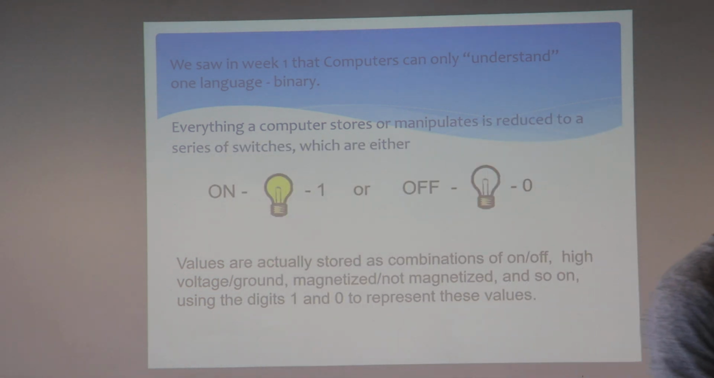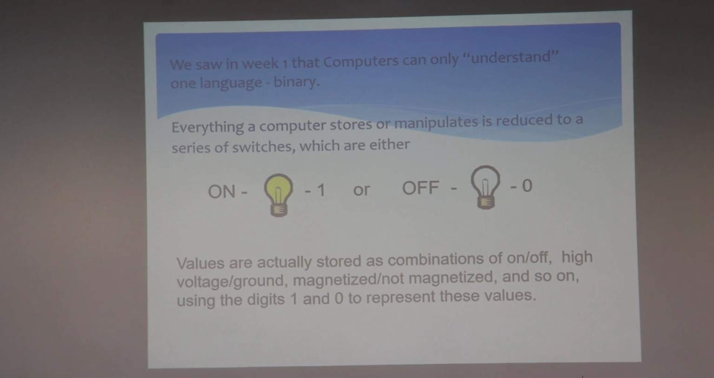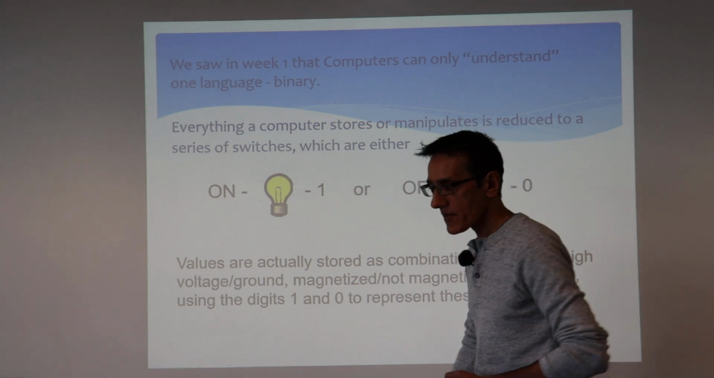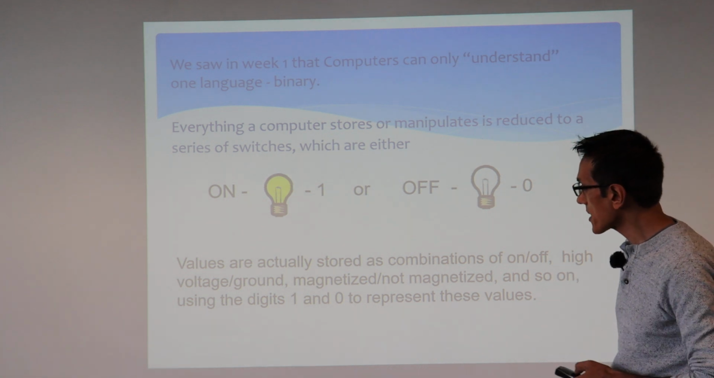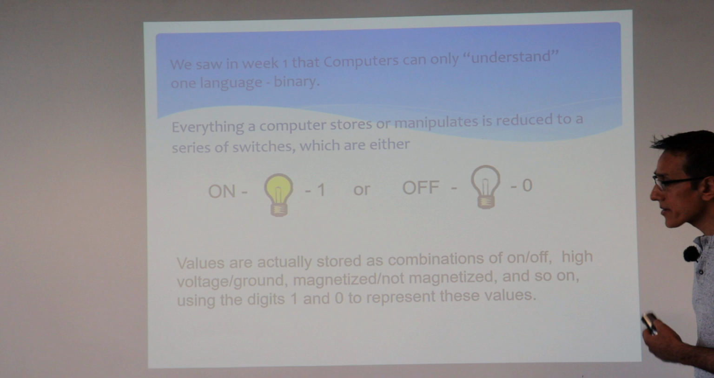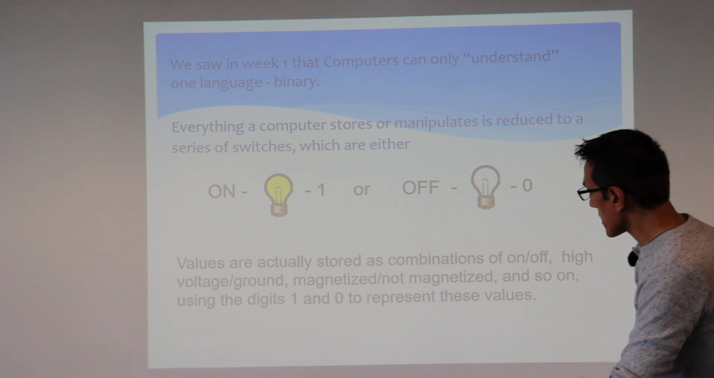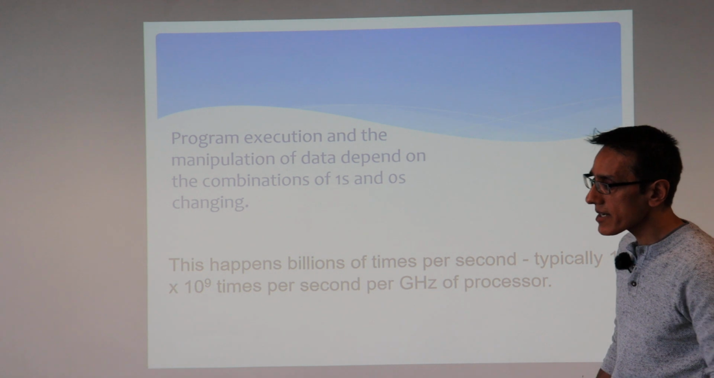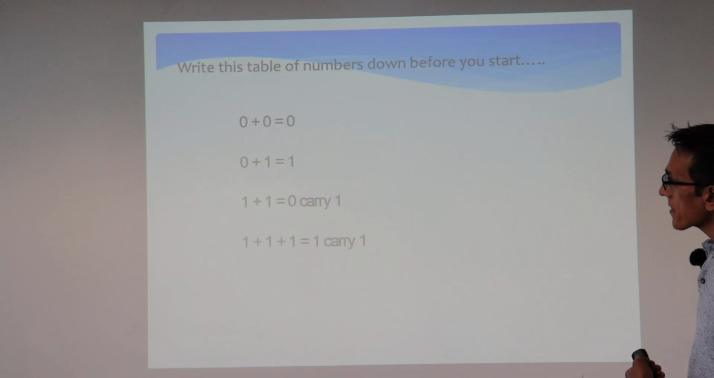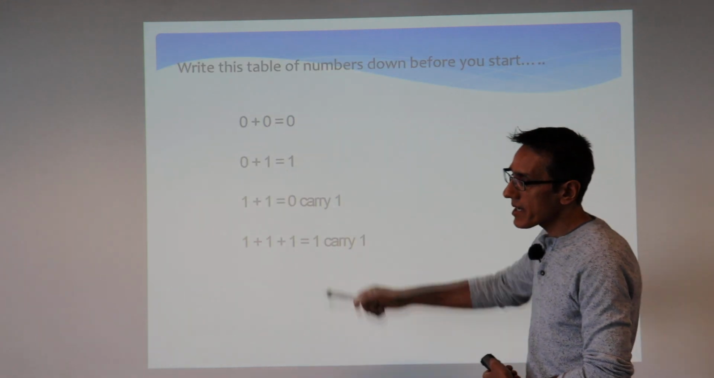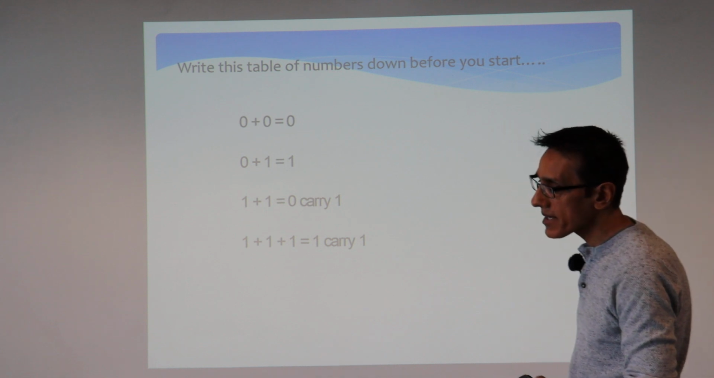Okay, we're going to move on to binary addition and subtraction now. We know that computers store everything using ones and zeros, so we are going to use the equivalent kind of system which we've just looked at, using ones and zeros. You need to memorize this table.